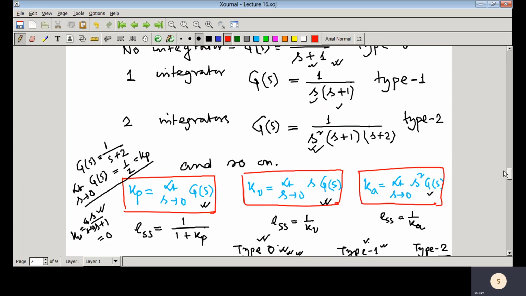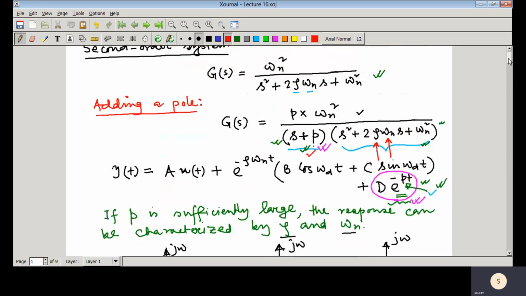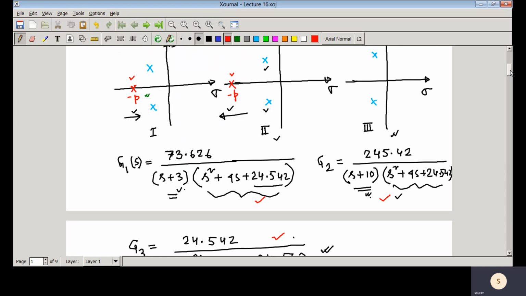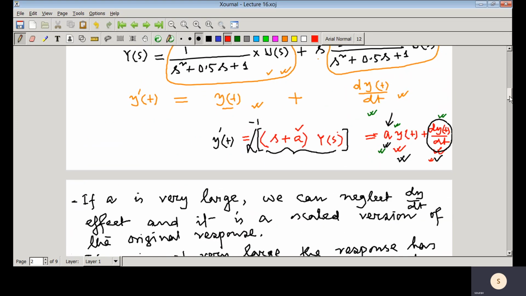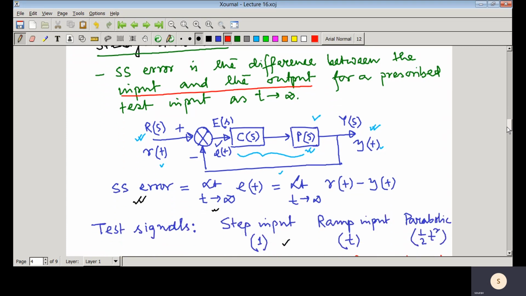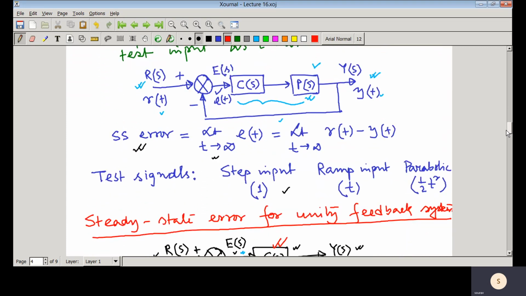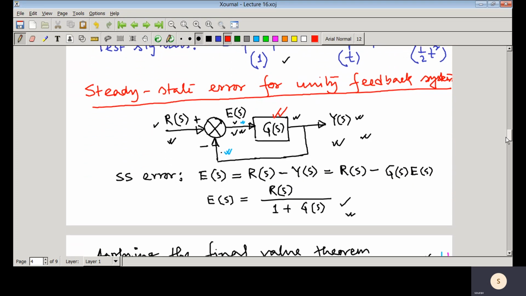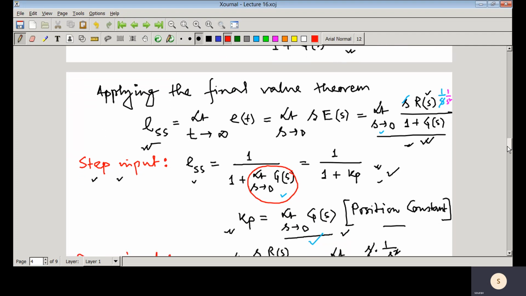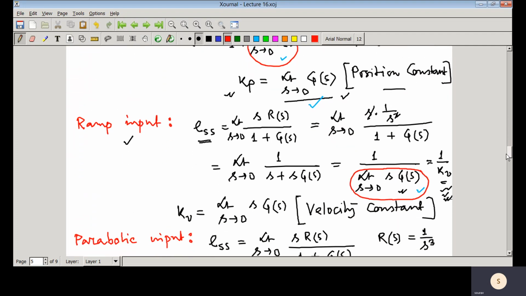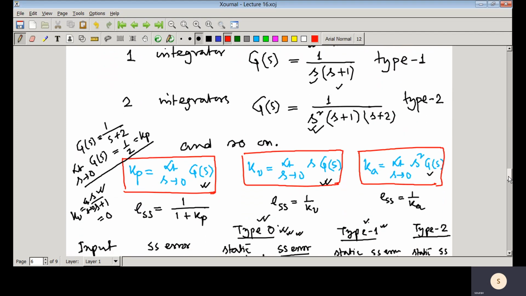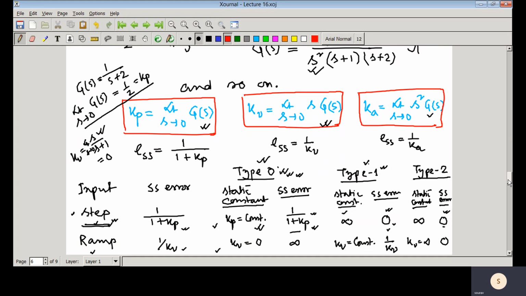So today what we have discussed in this lecture, we have discussed what happens if we add a pole and zero to that normalized transfer function, how that response differs from that original one. The second, we have defined what is steady state error, and we have started discussing that unity feedback system, and we have defined three constants. One is position constant, velocity constant, and acceleration constant, and we have calculated steady state errors for different signals and considering different types of system.